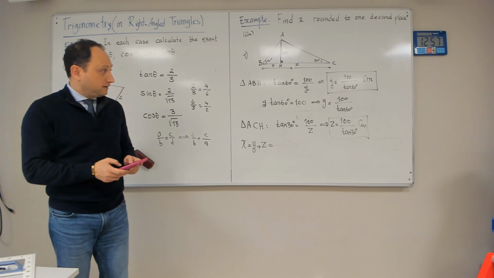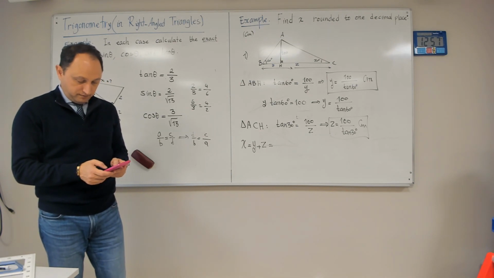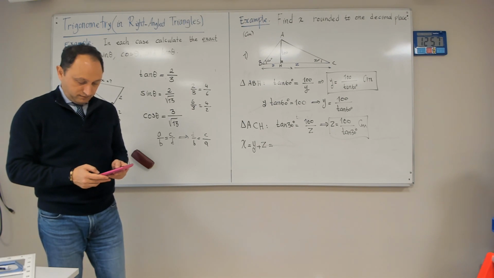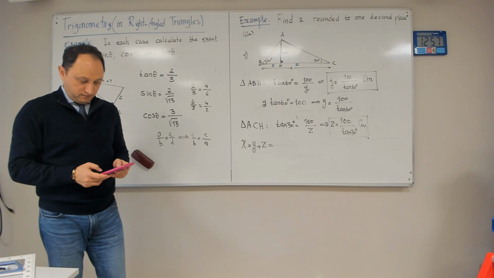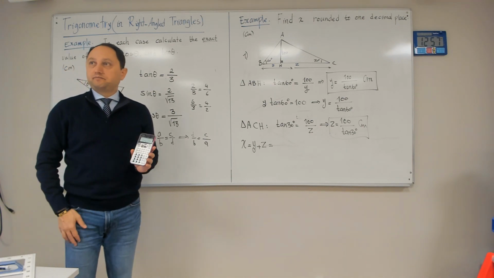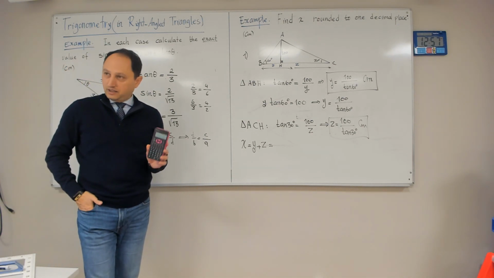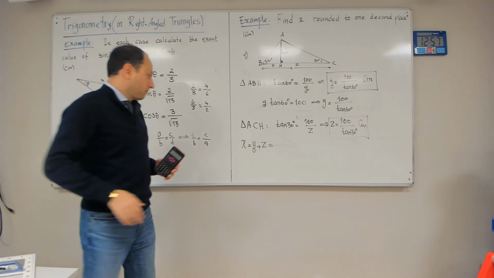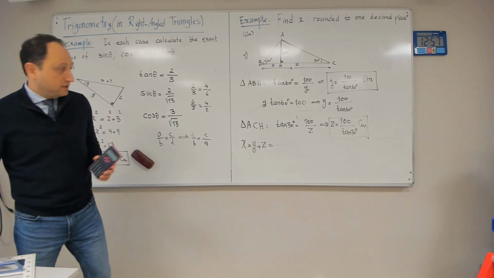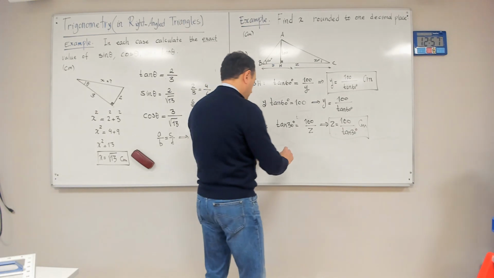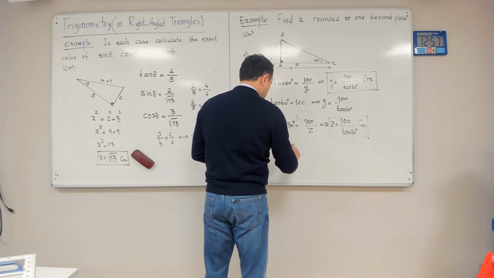Now I actually need a calculator. Tangent 30. I really don't get it. Okay, what did you get? Yeah, 230.9. So the answer is 230.9. That's why I need a calculator, I guess.